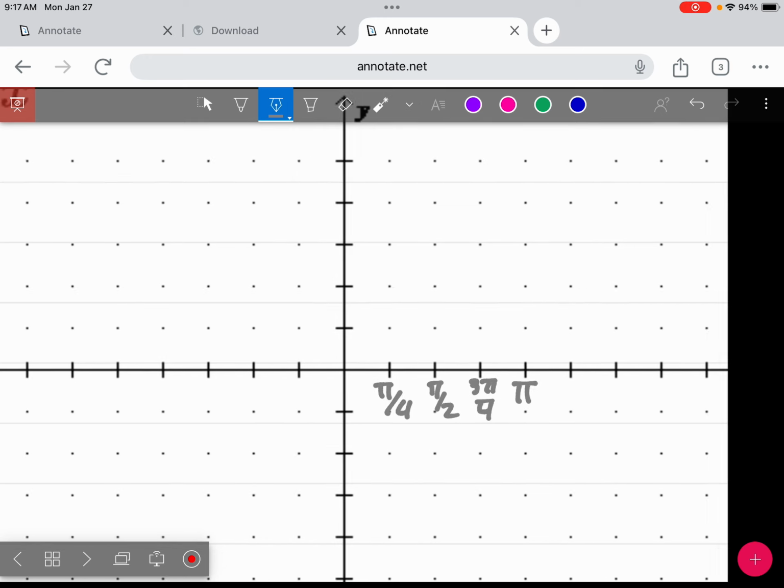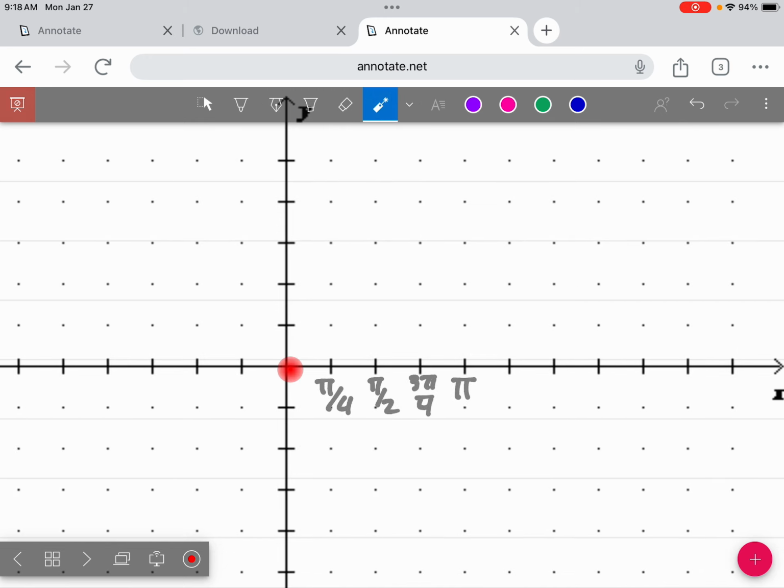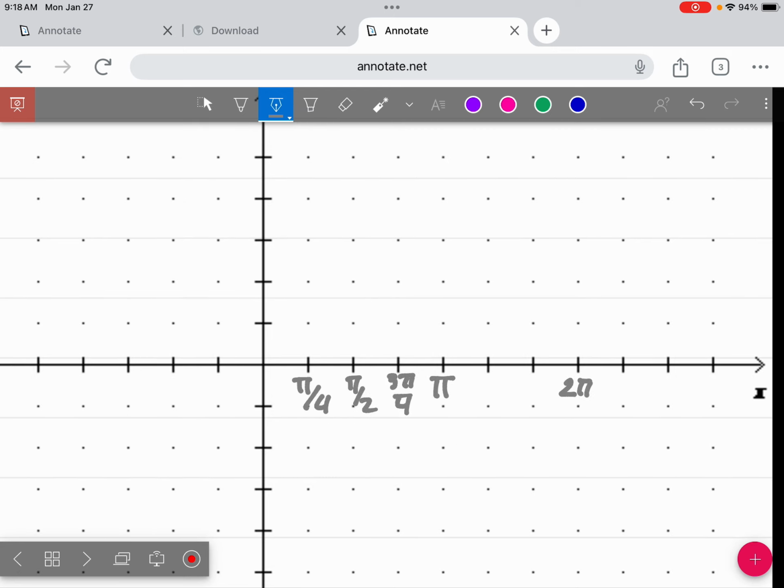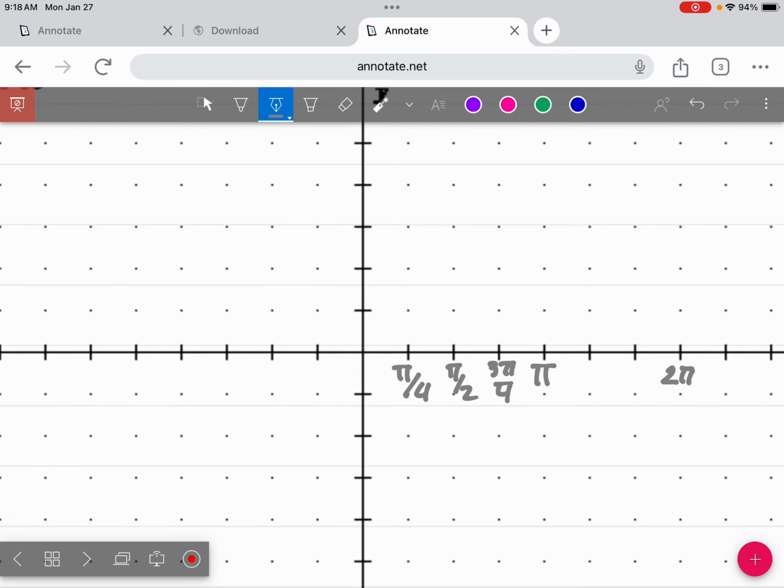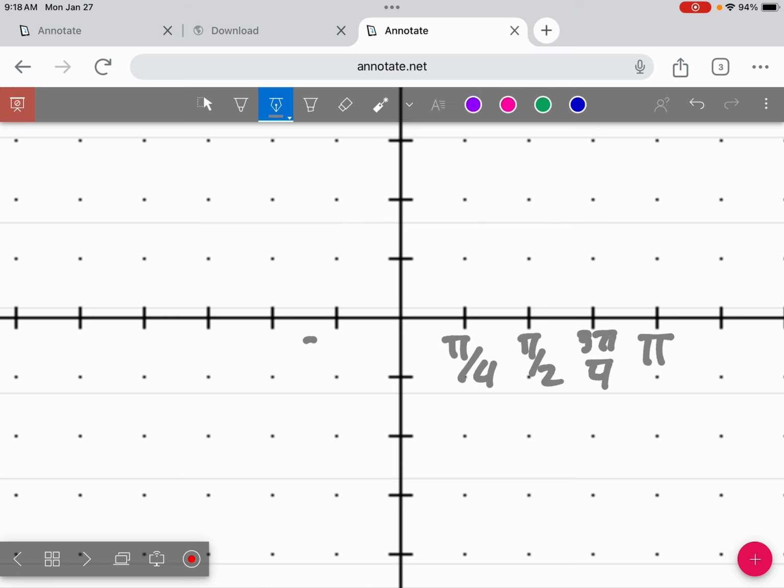And then I don't want to have to number absolutely every single one. So I've got 4 things to a pi, right? So 1, 2, 3, 4. This guy's 2 pi. 1, 2, 3, 4. 3 pi. We can also go the other direction and go minus pi over 4.